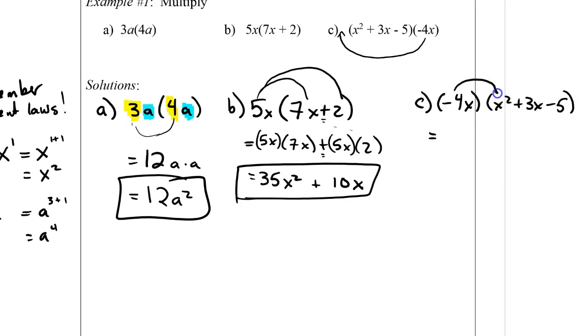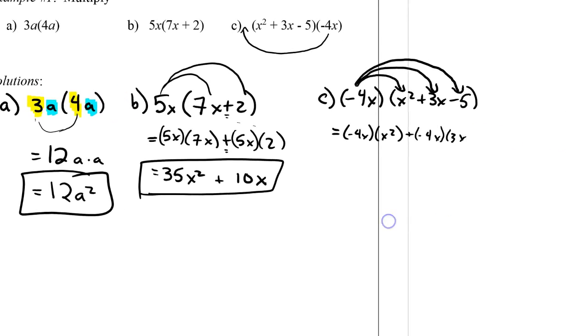Now I'm going to distribute this with my happy little rainbows approach. So a negative 4x times x squared plus negative 4x times 3x, minus, because I have the minus here, negative 4x times 5. There are a lot of negatives and positives and the mixing of the two, so we're just going to take this real slow with a lot of lines, just so that we don't get confused here.